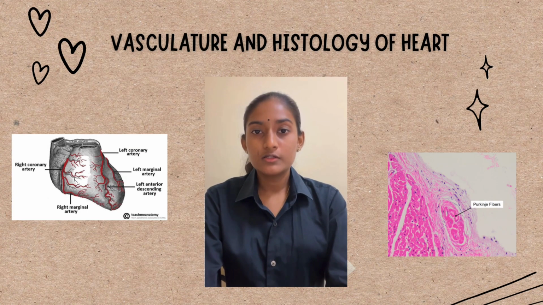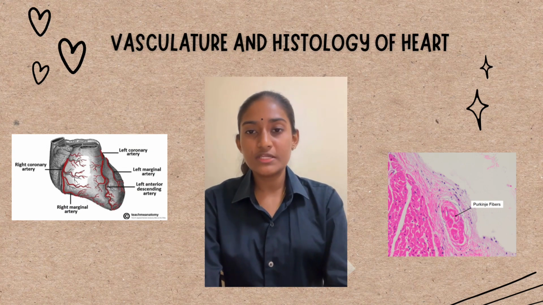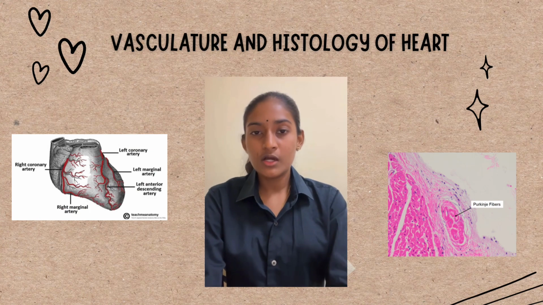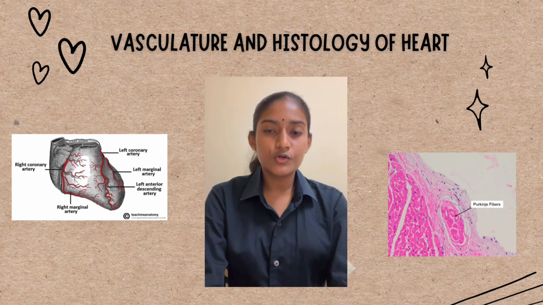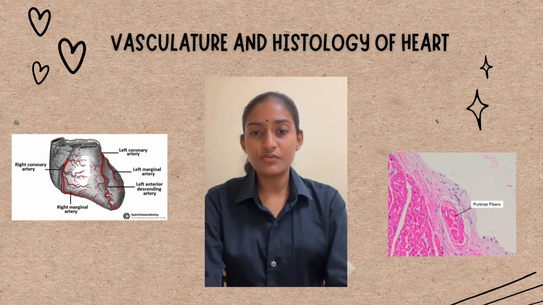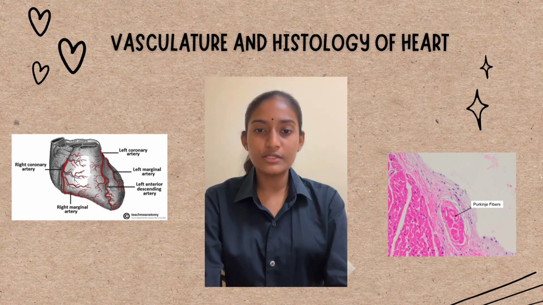Vasculature of the heart. The heart's vasculature comprises coronary arteries branching from the aorta, delivering oxygenated blood to the heart muscles. Cardiac veins collect the deoxygenated blood, culminating in the coronary sinus that returns it to the right atrium. The intricate network sustains the heart's metabolic demands, ensuring optimal functioning.